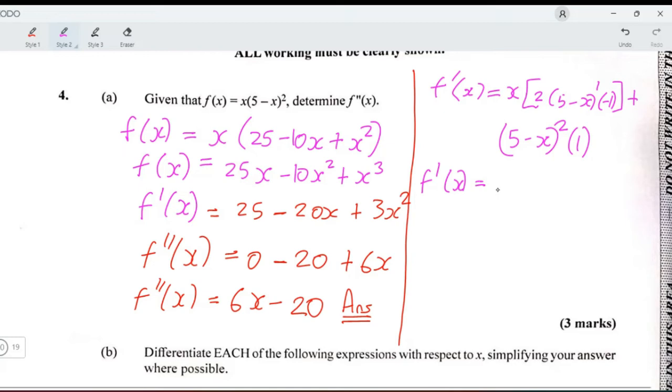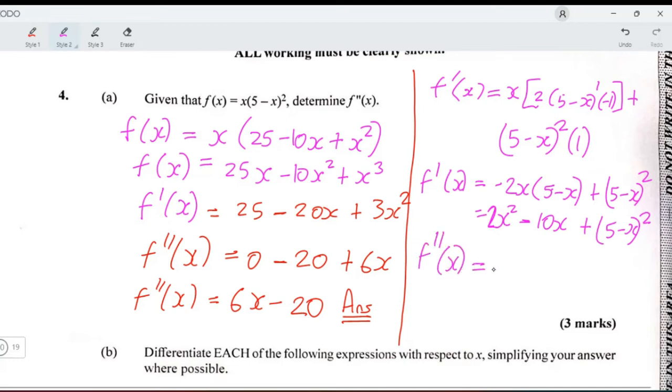Negative x times 2 is negative 2x in bracket. (5 minus x) plus (5 minus x) squared. This is now expanded, minus and minus is plus, so that is x and x is x squared, and that's 2x squared. Minus times positive is negative 10x plus (5 minus x) all squared. Then f double prime of x would be, we differentiate, we get 4x minus 10, and we differentiate this, we carry down the power, we subtract 1 from the power, then multiply by the derivative in the bracket. That's 4x minus 10 plus, this is now plus negative 1 times negative x is positive x times 2, that's 2x. 2 times 5 is 10 times 1, that's negative 10. This would give us the 6x minus 20.